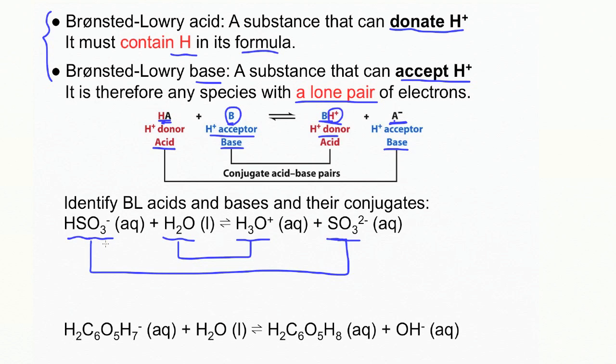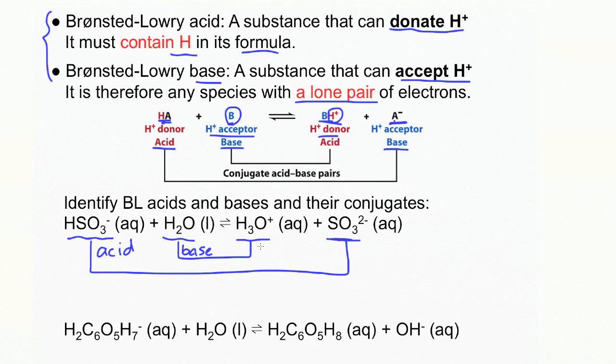Now how do we identify the acid and the base? On the reactant side, since HSO3 minus loses one proton to become SO3 2 minus, it's a proton donor, so it's an acid. Water accepts the proton donated by the HSO3 minus to become hydronium, H3O plus. So it's a proton acceptor, so it's a base. Alright.